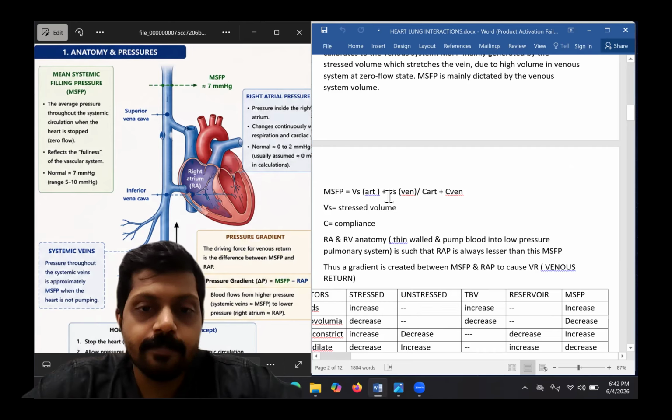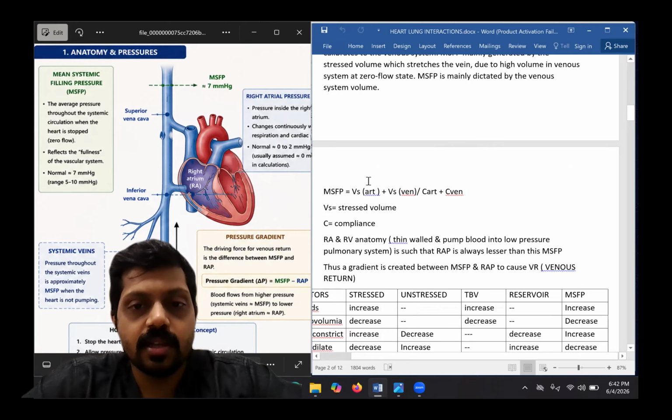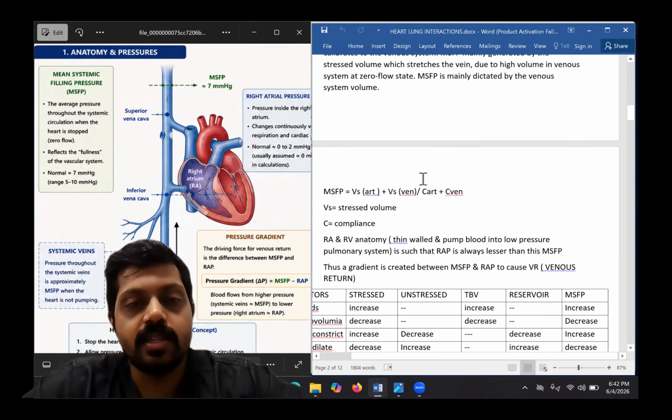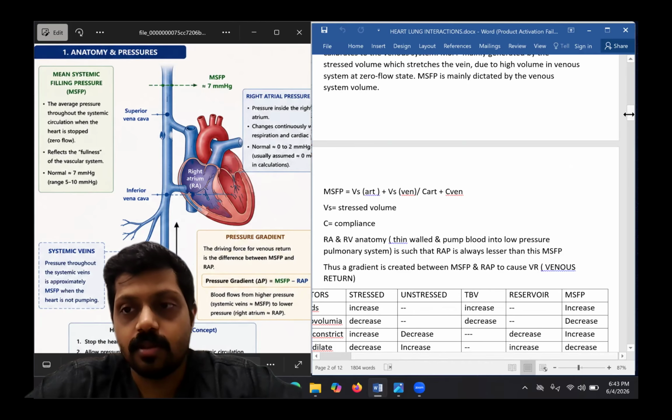In a zero flow state, whenever there is zero flow, it means the pressure difference between the artery and vein is equilibrated. When there is no pressure gradient, it is equilibrated. Most of the blood volume tends to be balanced between the artery and vein. Is it? No, most of the blood will be going to the venous system in zero flow state. Okay, pooling of blood in the compliant venous system. So in such a case, the stressed volume of artery does not matter in a zero flow state. It is a mean systemic filling pressure. So mainly the stressed volume of your venous system contributes to this. And your arteries are not very much compliant. So predominantly mean systemic filling pressure and venous return is by the venous stressed volume.